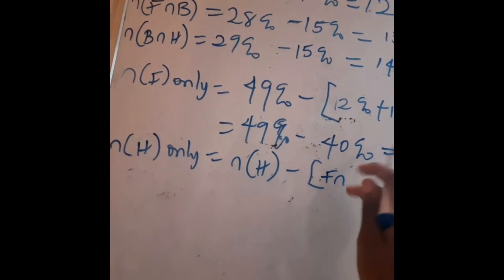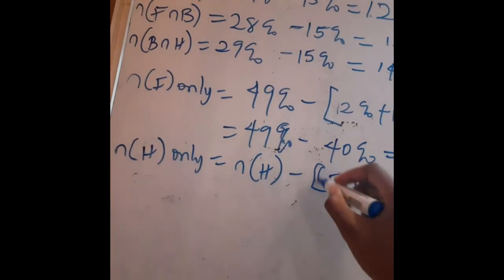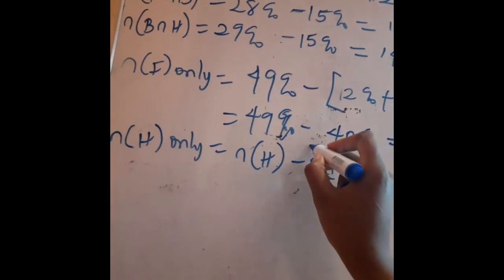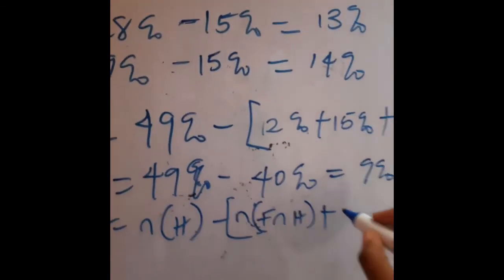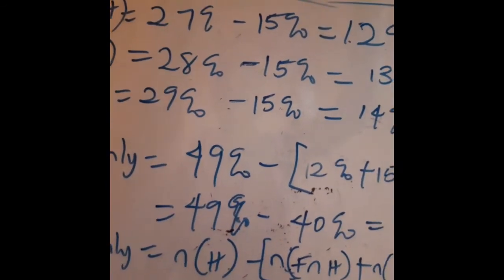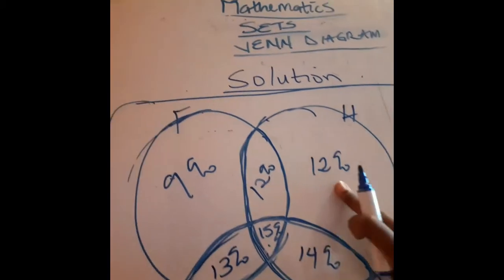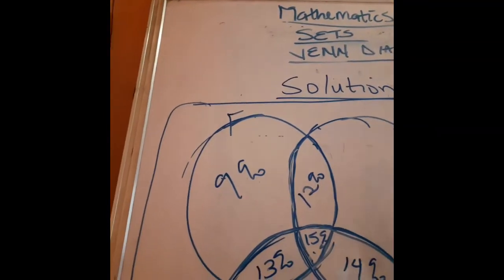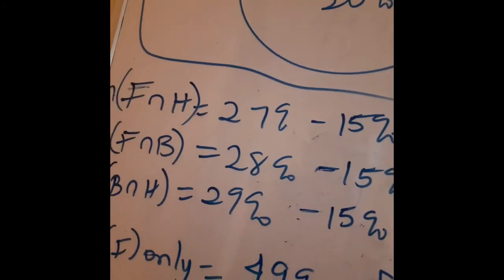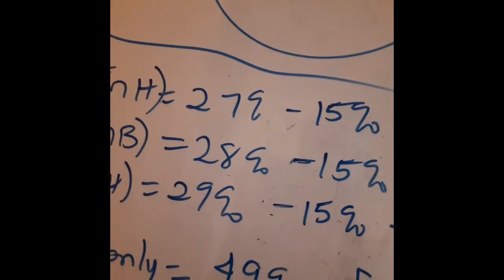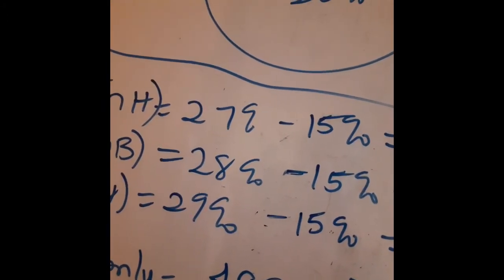F intersection H plus, let me add number, plus number of F intersection H. You are looking for H only, right? H only, which is what you are looking for here. Let's imagine this one is not here, we don't know it. So we have F intersection H, B intersection H, plus the number of the intersection of everything, which is F intersection B intersection H.